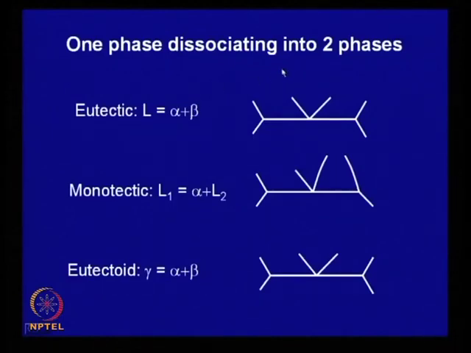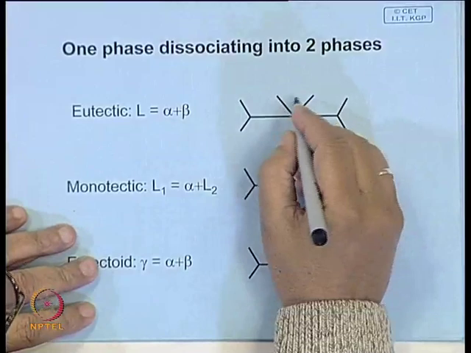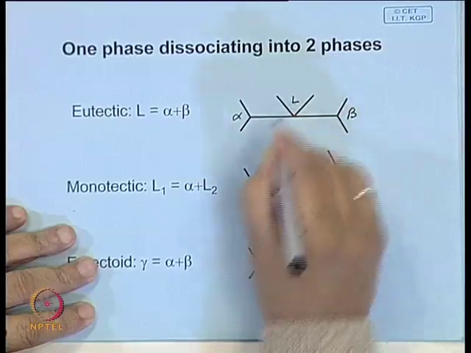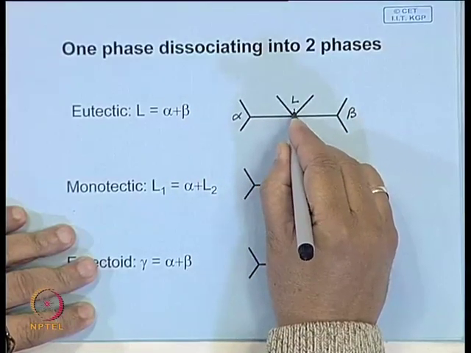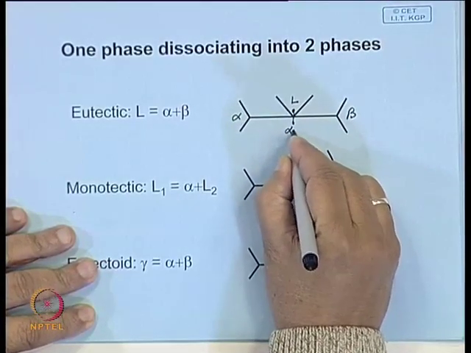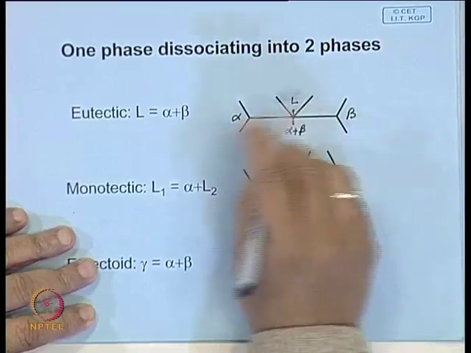Now, let us look at the first group, that is one phase dissociating into two phases. This example we have looked at in detail, that is eutectic, and here this shows a small part of that eutectic phase diagram near that eutectic isotherm. Like here, this is eutectic, you have two solid solutions alpha and beta, and this is the liquid, and this dissociates here. So, here it is totally liquid, and here it is a mixture of alpha and beta, and they are intimate mixtures.